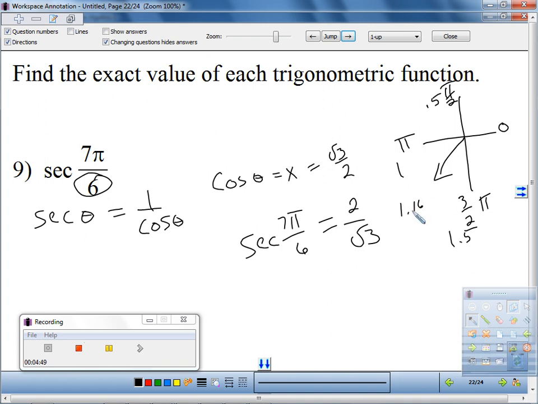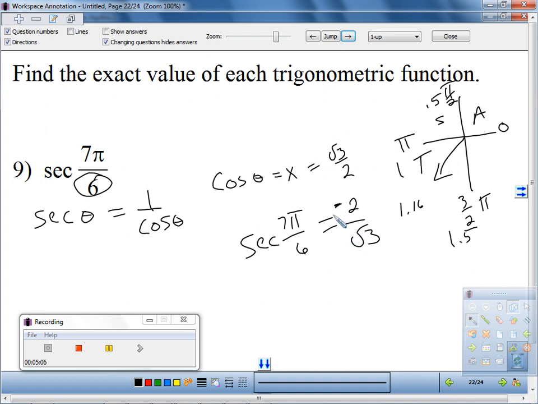So that's going to give us our sine. Remember, all students take. Only tangent and cotangent are positive in this quadrant. So that means secant has to be negative.